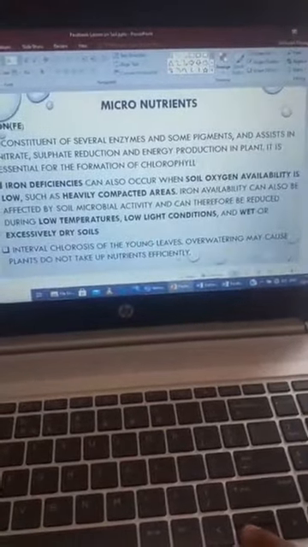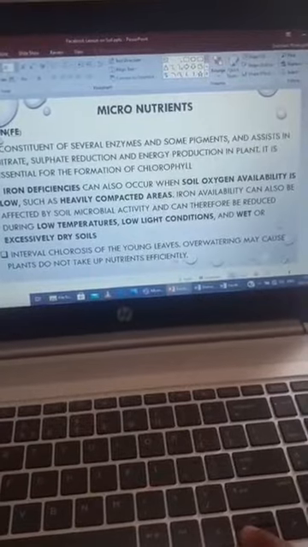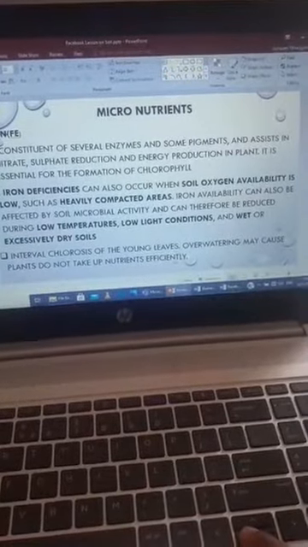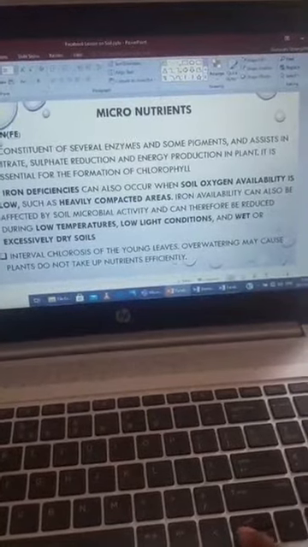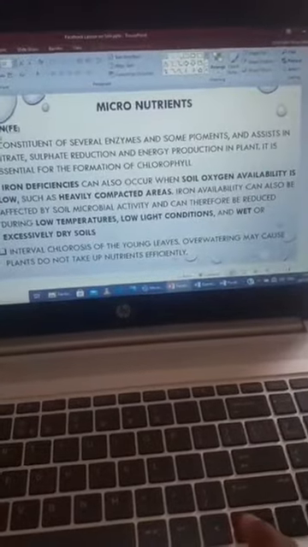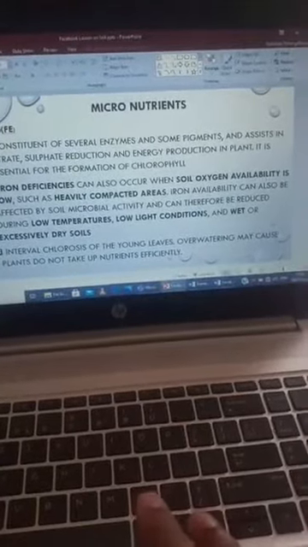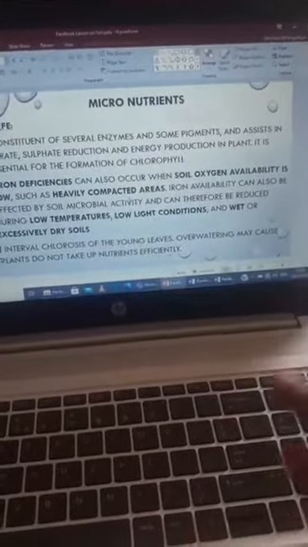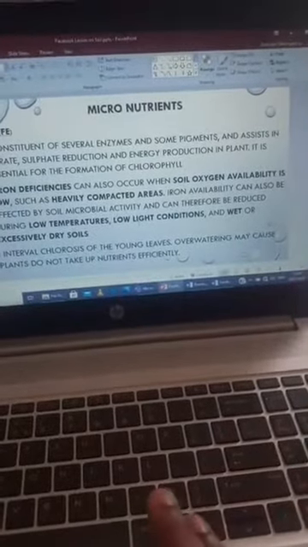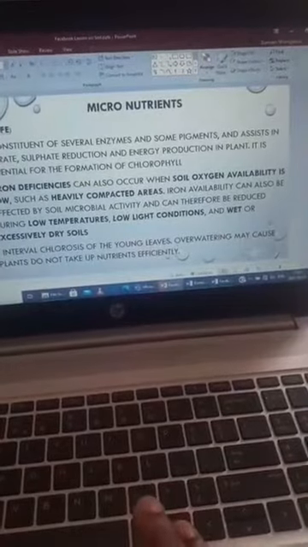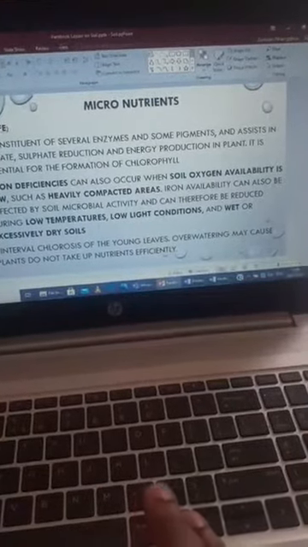And then we come to micronutrients, which I won't dwell on for long. The micronutrients include iron. Though I said iron is needed in small amounts, it's still essential for microbial activity. For the bacteria we talked about to be able to work here, you need that iron. And iron is reduced in low temperatures and low light conditions.